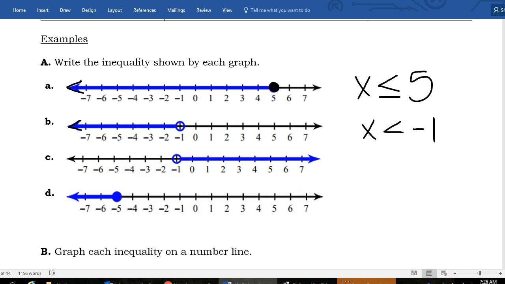Letter C, we have everything to the right of -1 shaded in. So that's going to be X is greater than -1. Again, when our arrow is pointing this way, that gives us a clue that our inequality symbol is going to be the same. And the last one, we have a -5 shaded in and everything to the left. So X is less than or equal to -5.